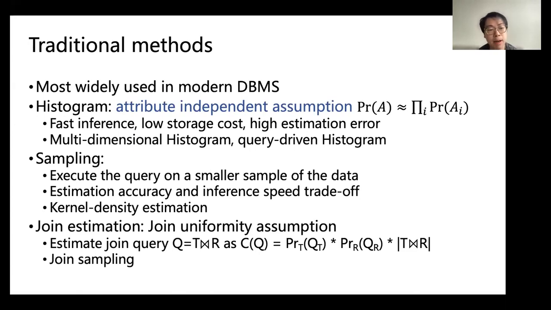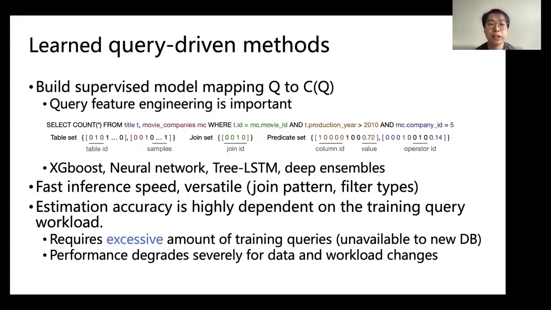Also, there exist some biased and unbiased sample-based methods for joins. I will not explain in detail. So the learned query-driven method builds a supervised model to map query Q to its cardinality CQ. It contains two important parts. The first part is the query feature engineering.